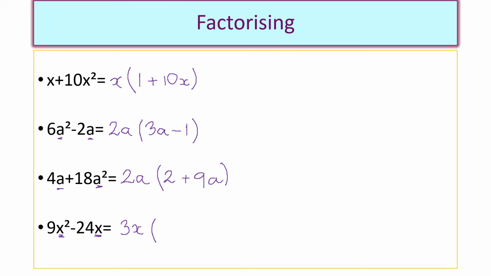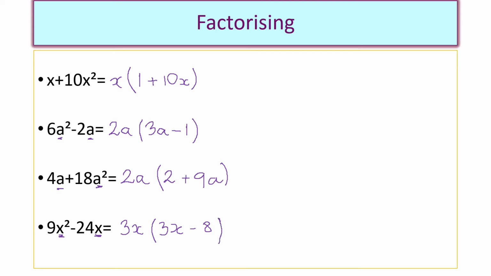Now 3 times what is 9? That is 3. And then x times what is x squared? That is x. And then 3 times what is negative 24? That is negative 8. And then x times what is x? That's simply 1, so I don't have to write anything else here.